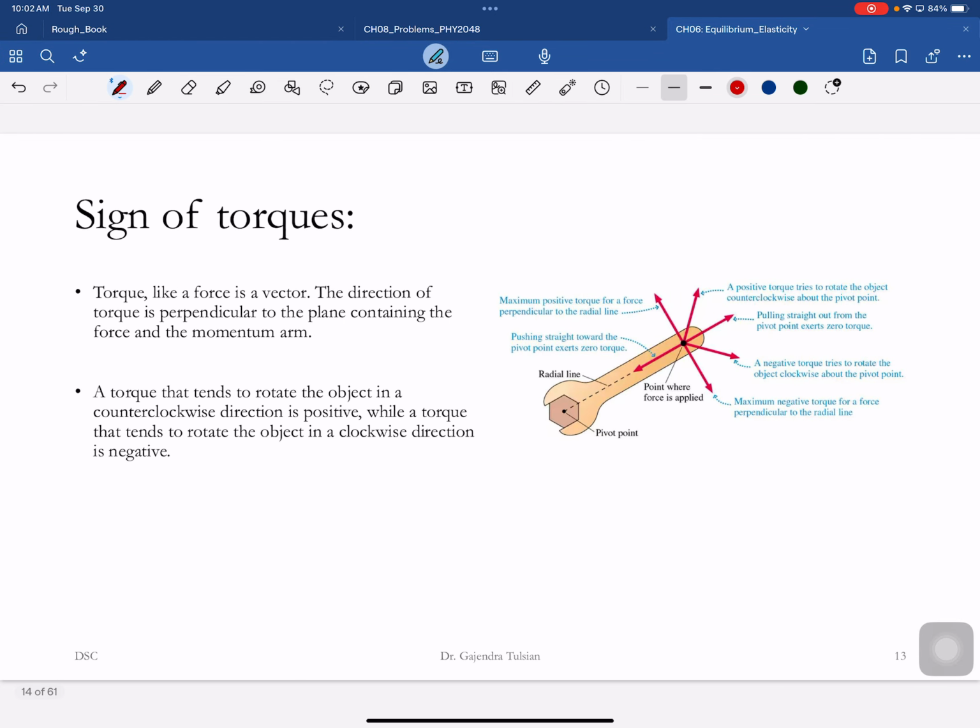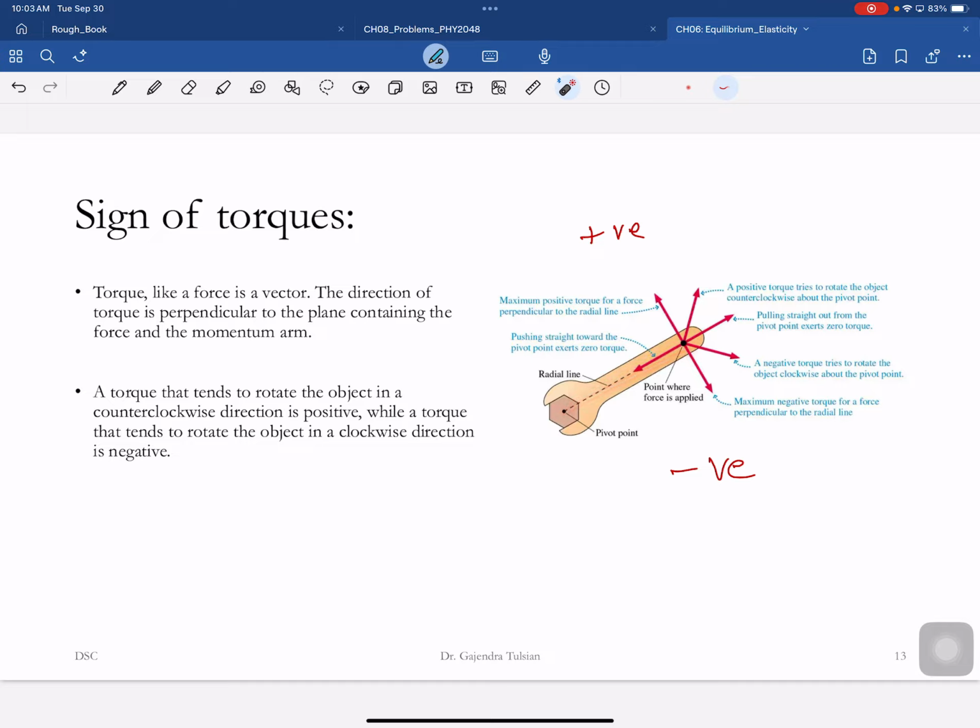Okay, so when a torque rotates an object counterclockwise, that is positive torque. And if a torque rotates an object clockwise, that is taken to be a negative torque. Now the direction of the torque: here's the application of the force, and there is the distance r.